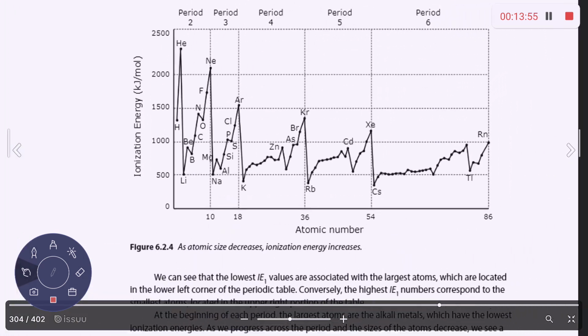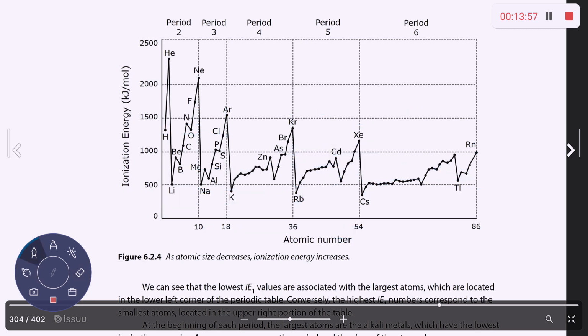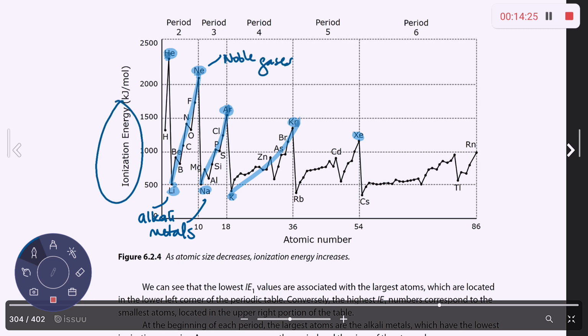This graph gives you something similar to what we saw before. The only difference is that this is for ionization energy. Here, the peaks are your noble gases. The troughs are the alkali metals. So you can tell here that as you move from left to right, your ionization energy is increasing.